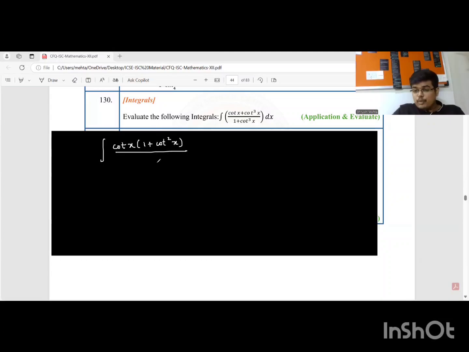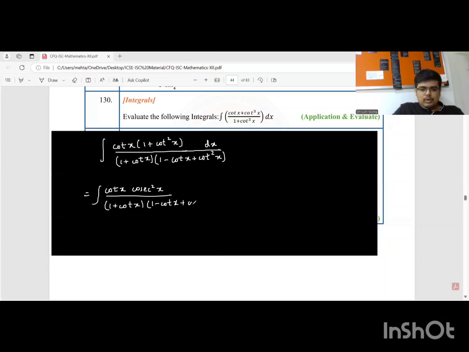Denominator, students, do you see is a cube plus b cube because 1 is 1 cube. Now, a cube plus b cube formula is a plus b. So this is 1 plus cot x into a square minus ab plus b square. Now, students, we know what is 1 plus cot square x. In the numerator, I'll substitute 1 plus cot square x. That is cosec square x. Denominator, students, is 1 plus cot x into 1 minus cot x plus cot square x.